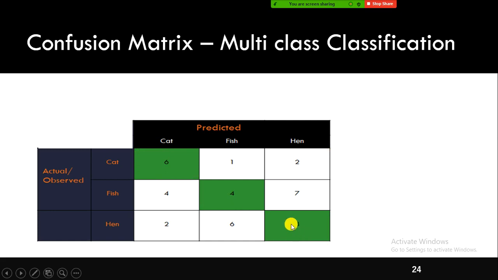This one, the green colored diagonal, is nothing but the true positives. Saying cat as cat correctly is 6. Here in this case, the predicted is fish and the actual is also fish. Hen is the predicted one and the actual one is also hen. Hence, these are all called true positives.